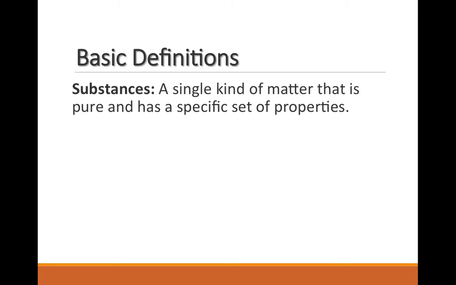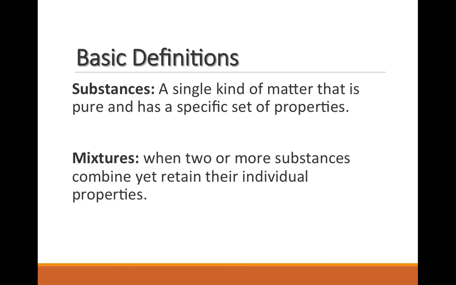Some basic definitions. A substance is a single kind of matter that is pure and has a specific set of properties. However, a mixture is when two or more substances combine yet retain their individual properties.